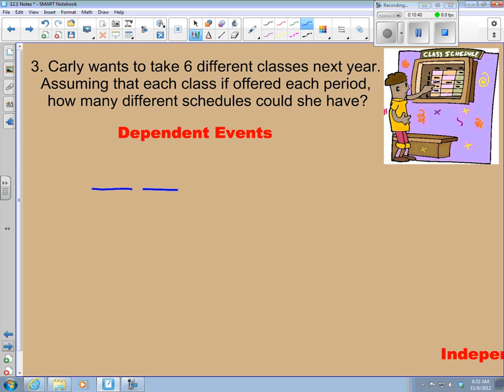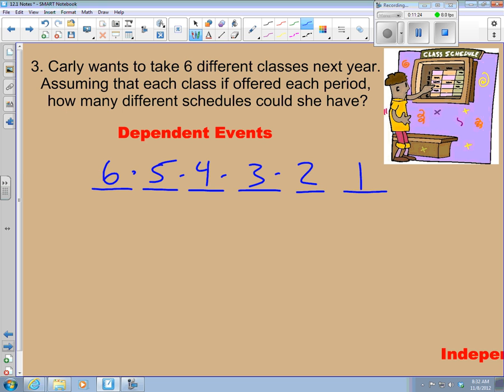Now, there's 6 different events going on here. And number of choices? Well, she's got 6 classes that she wants to take. So how many choices does she have for first hour? She has 6 different choices. But let's say she picks Spanish. She can't pick Spanish anymore, so she only has 5 choices for the next class. Let's say she picks math, because it's probably the best subject ever. So math and Spanish are gone, that only leaves 4 choices, and so on and so forth. She's going to have 3 choices for this hour, 2 choices for 5th hour, and only 1 class will be left for 6th hour.